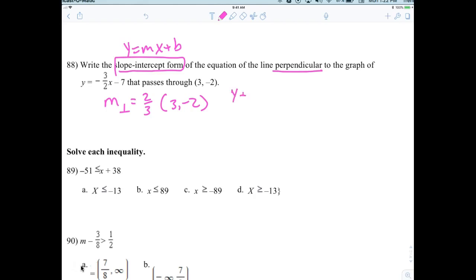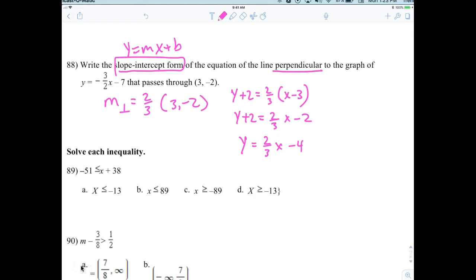So let's see if you understand what I mean. This would be y plus 2 equals 2/3 times x minus 3. Everybody good with that? Now distributing the 2/3, y plus 2 equals 2/3 x minus 2. And then subtracting 2, y equals 2/3 x minus 4. Do we have any issues?